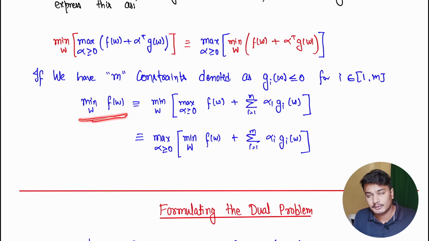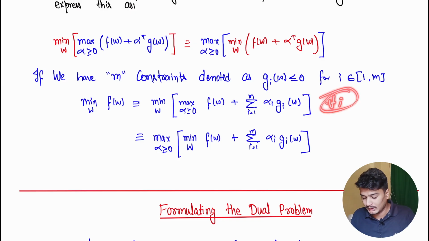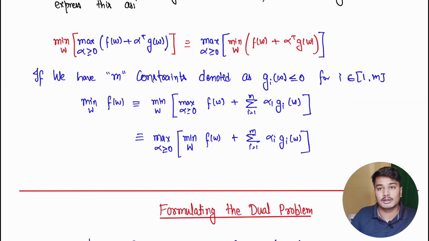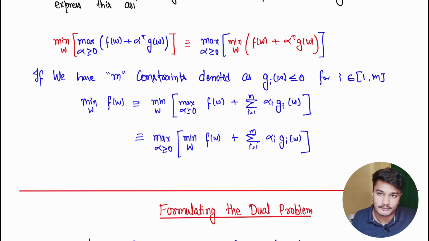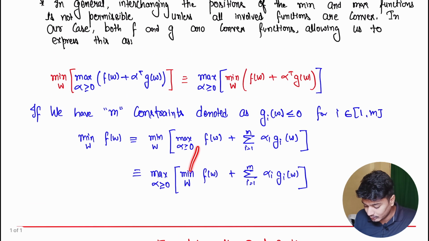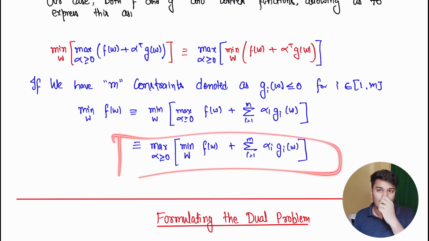min over w of f(w) is equal to min over w of max over alpha greater than or equal to 0 of f(w) plus the sum from i to m of alpha_i g_i(w) for all i. We can do this for multiple constraints, right? That is equivalent to saying that we can interchange these, so max over alpha greater than 0 of min over w of this function. This is our multiple constraint optimization problem.